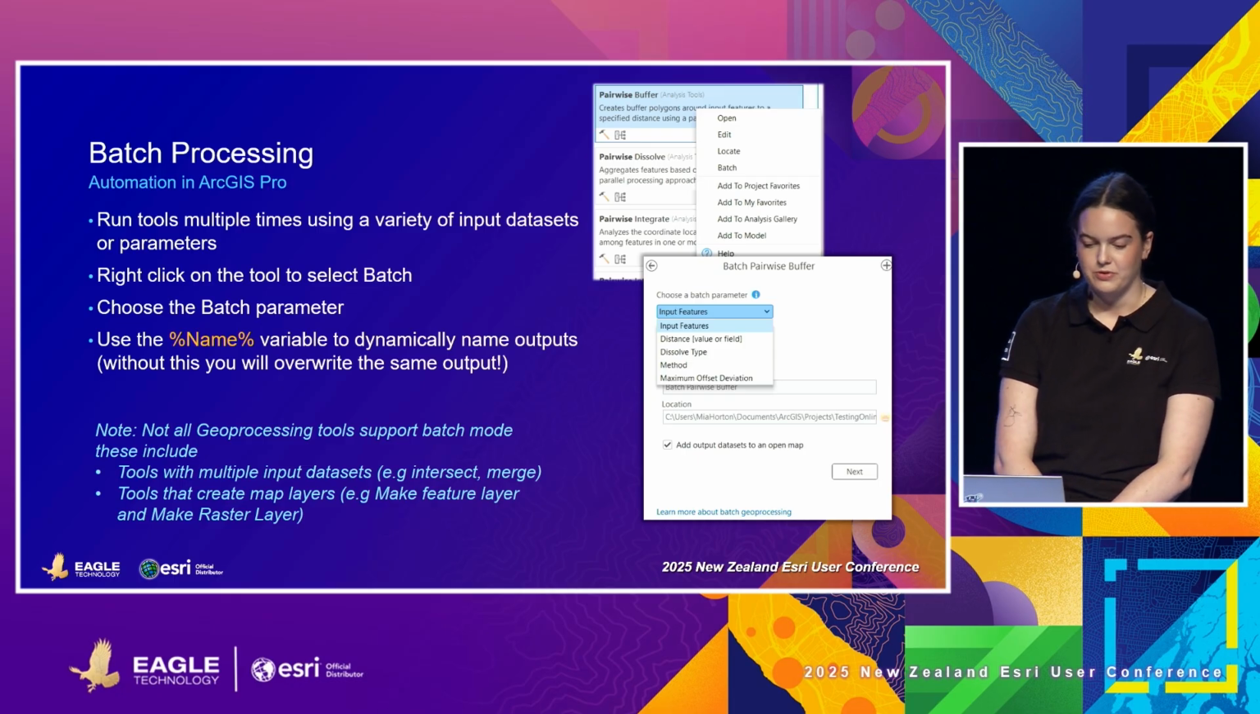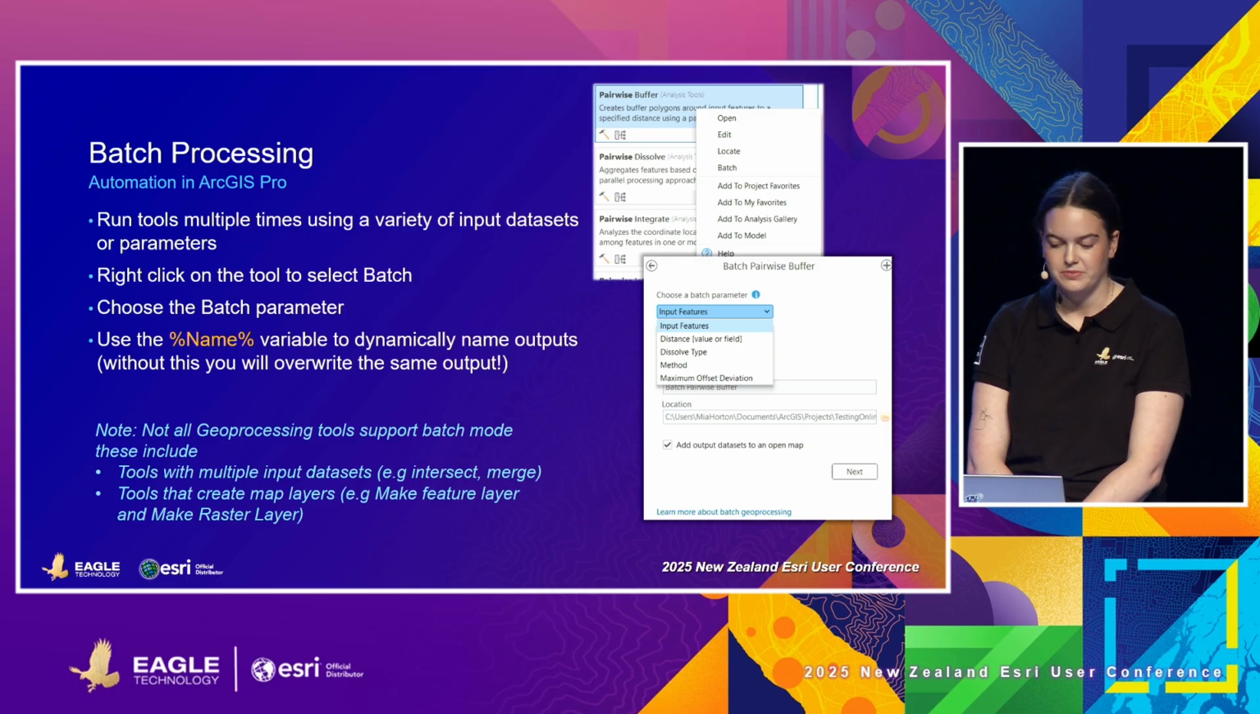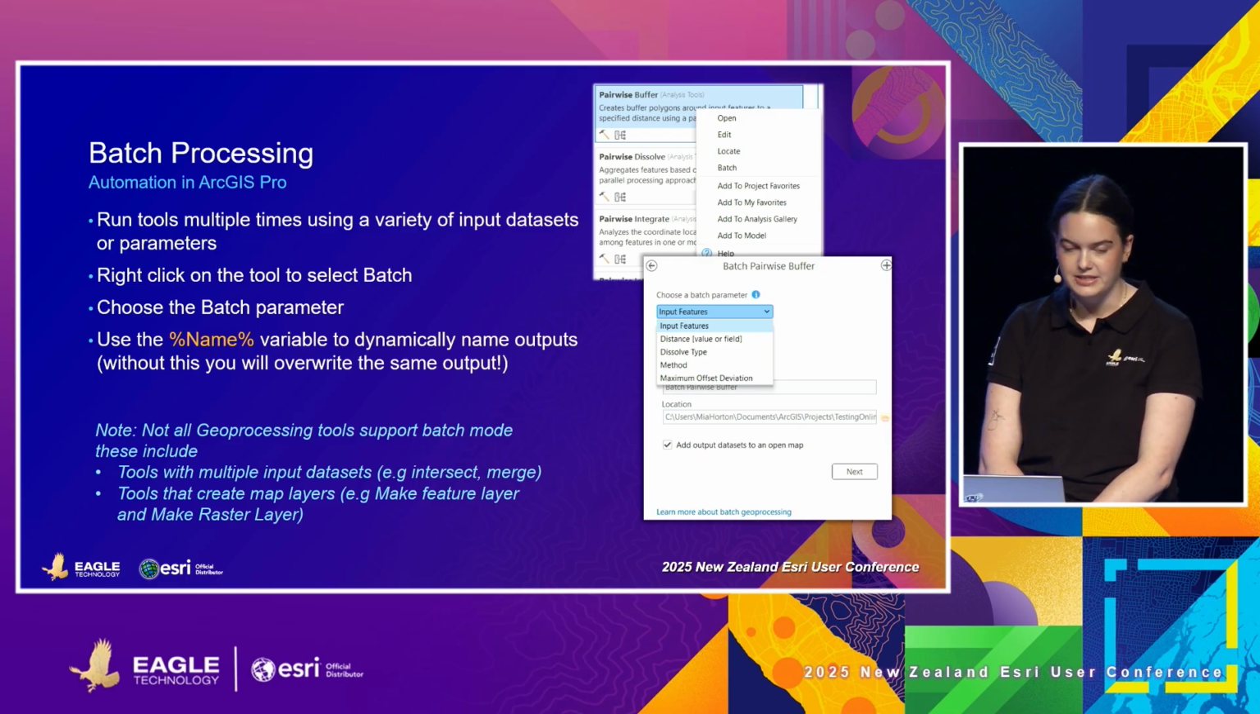Next, we'll talk about batch processing. This allows you to run a tool multiple times with either a variety of input data sets or parameters. Simply right-click on the tool, click Batch, and choose your batch parameter. Here you can see we could use the input features, so use the same tool for a bunch of different data sets, or we could change the distance of the buffer or the dissolve type.